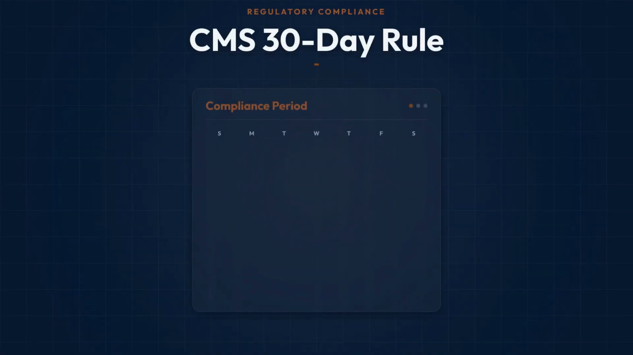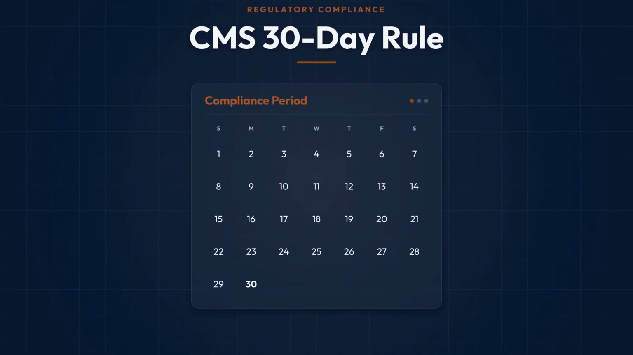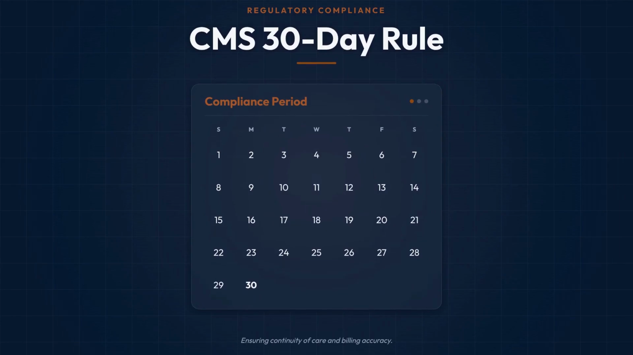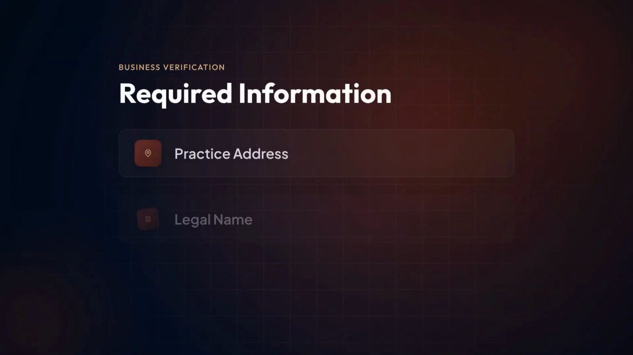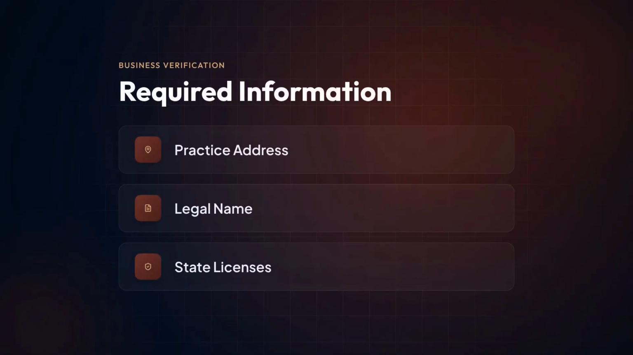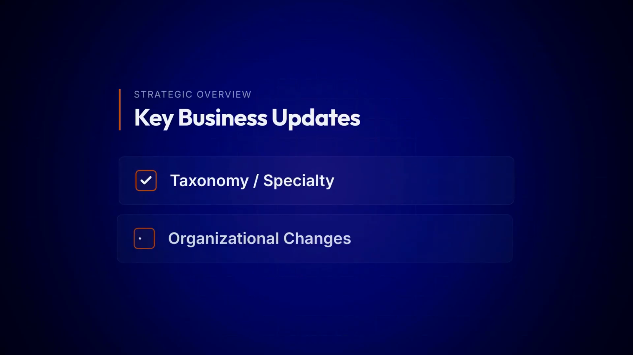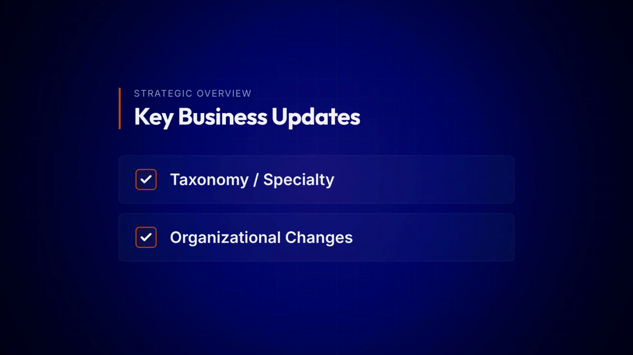CMS also enforces a 30-day rule. Anytime certain information changes, you're required to update NPPES within 30 days. That includes practice address changes, legal name changes, and adding or updating state licenses. Also update for taxonomy or specialty changes and any organizational changes for your group NPI. By the time someone traces it back to NPPES, they've usually lost real revenue chasing the wrong problem.